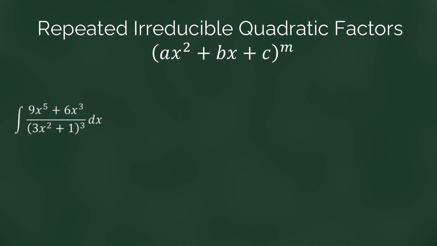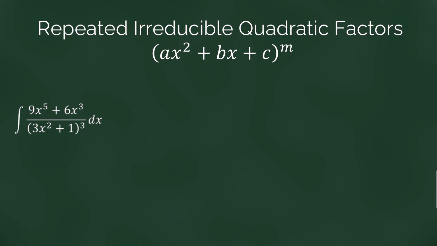Let's take a look at another example where we have an irreducible quadratic factor in the denominator. Irreducible means it can't be factored any further, because if it could be, we'd do that, and then we'd use our process for linear factors. Here, notice that we have a quadratic, 3x squared plus 1, in the denominator, but this time it's raised to the third power. So we're going to have to use a process similar to the one we used when we had a linear factor raised to a power.